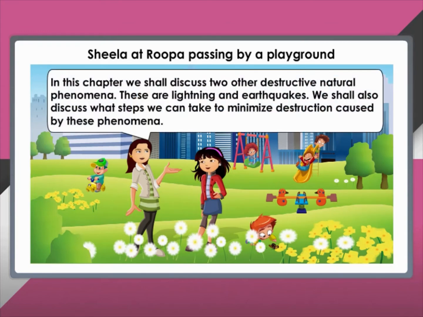In this chapter, we shall discuss two other destructive natural phenomena. These are lightning and earthquakes. We shall also discuss what steps we can take to minimize destruction caused by these phenomena.